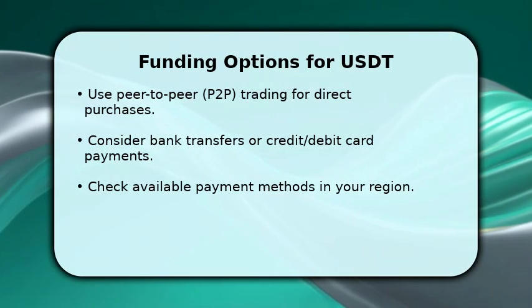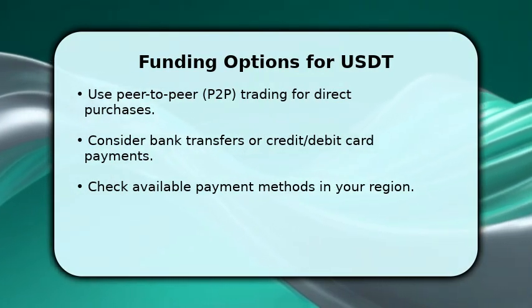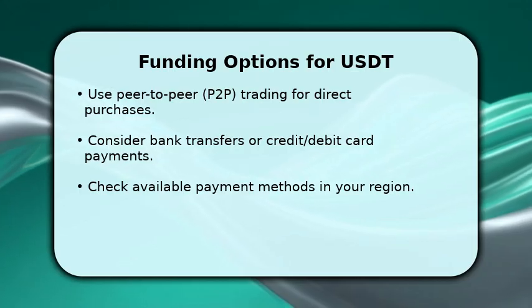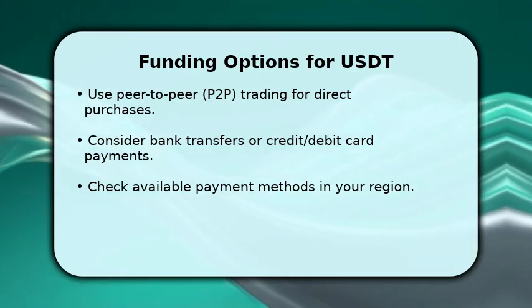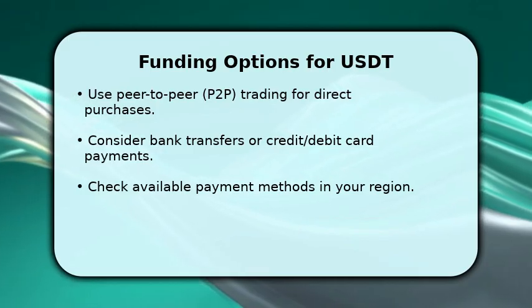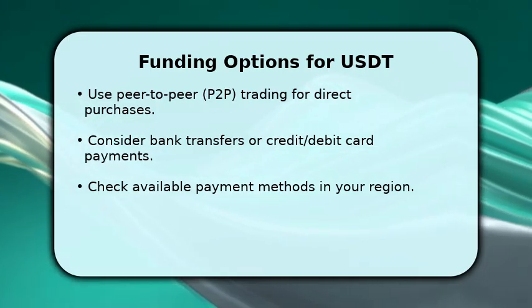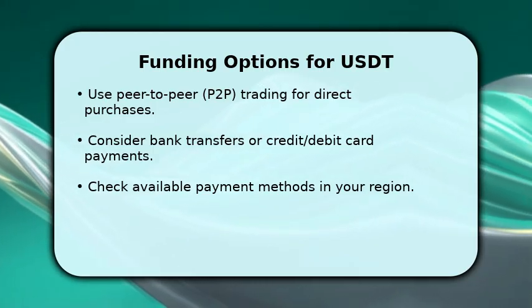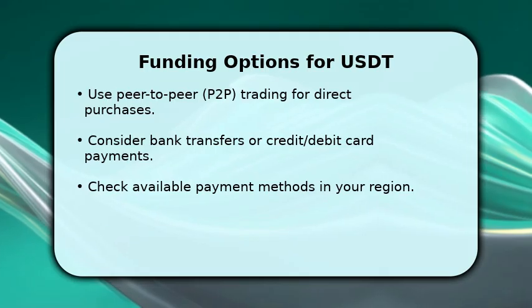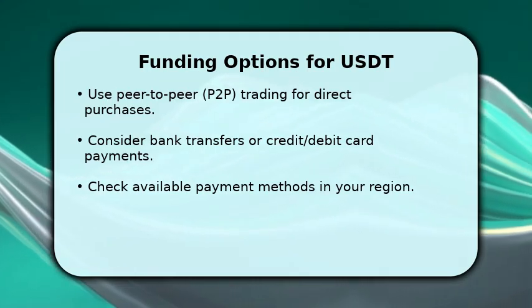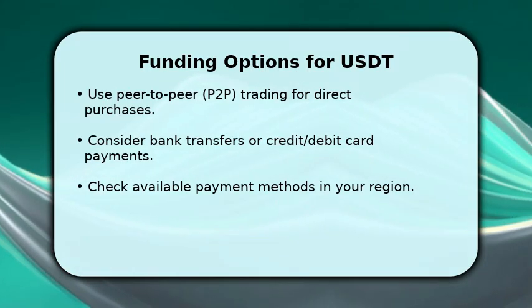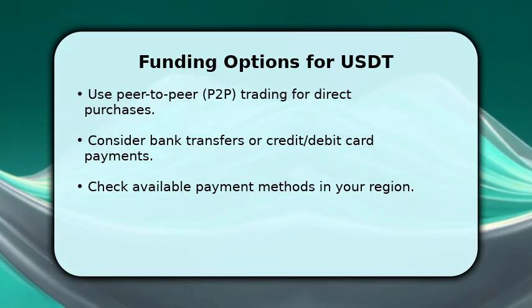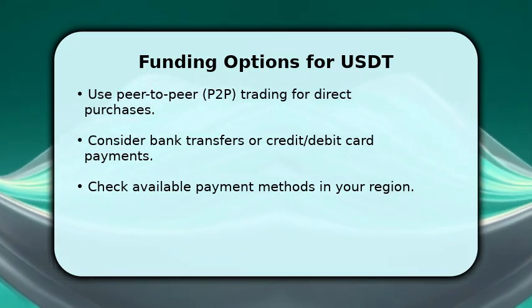Once your account is ready, you have several ways to fund your purchase of USDT. One popular method is peer-to-peer, or P2P, trading, allowing you to buy directly from other users. You can also use traditional methods like bank transfers or credit and debit card payments. Always review the available payment options specific to your location, as these can vary. Choose the method that offers the best rates and convenience for your transaction.